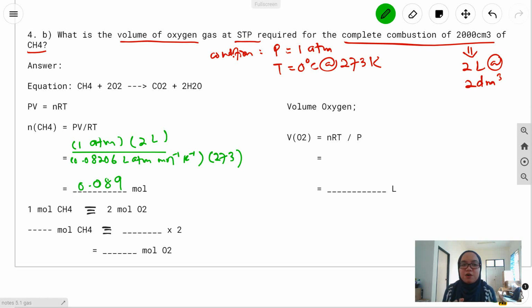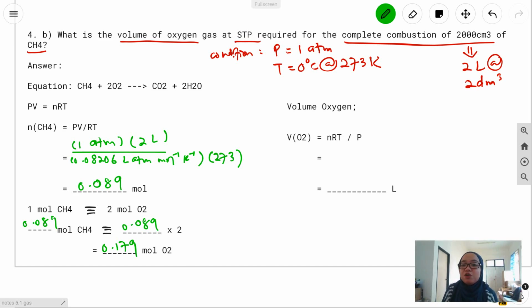Now we want to know how much oxygen gas is required to complete the combustion with CH4. So we do the stoichiometry. From the equation, we know that 1 mole of CH4 will react with 2 mole of oxygen gas. So how many mole of CH4 do we have? 0.089 mole. So 0.089 times 2 will get 0.179 mole of oxygen. So we got the number of mole of oxygen already.